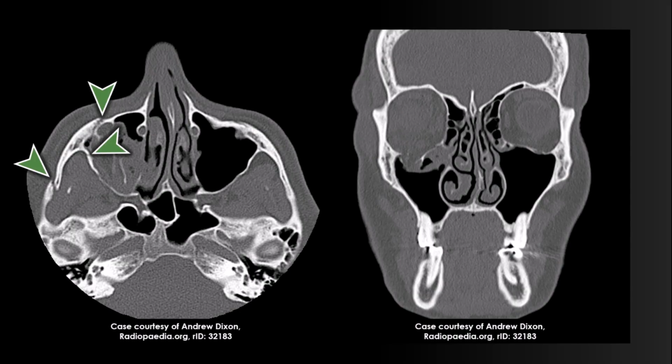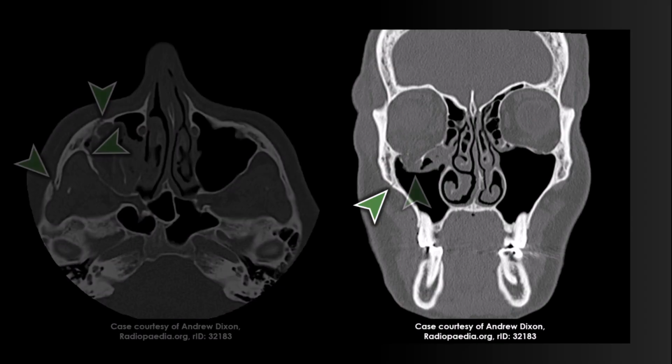In the coronal image, we can see two fracture points. We can see a fracture in the maxillary wall at the zygomaticomaxillary suture. We can also see a fracture in the roof of the maxillary sinus, or we could describe this as the floor of the bony orbit. Both of these fractures are part of the zygomaticomaxillary complex fracture, but they are also given their own special names.